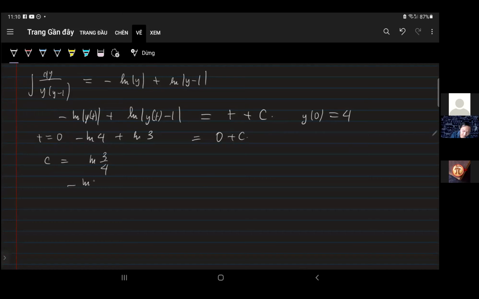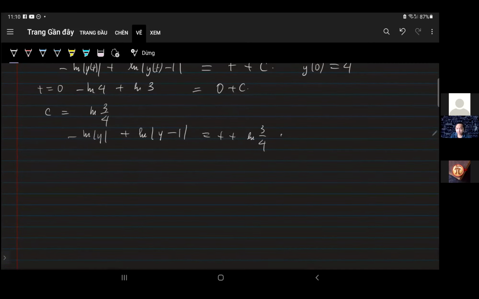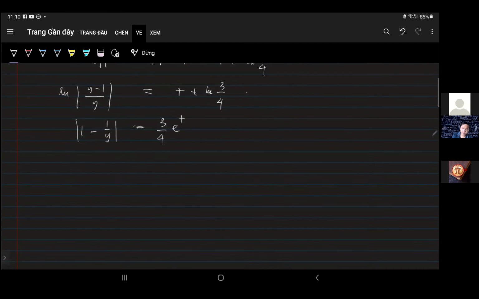So the solution is just log of y plus log of absolute value of y minus 1 equal to t plus log of 3 over 4. So that is the implicit formula. And if you want to find explicitly, you can use the log rule. So it's going to be y minus 1 divided by y, absolute value here, equal to t plus log of 3 over 4. Okay, and you take the exponential. So it's just 1 minus 1 over y, absolute value. Exponential of that is going to be exponential of t, and exponential of log 3 over 4 is 3 over 4, right? So then you can solve for y.